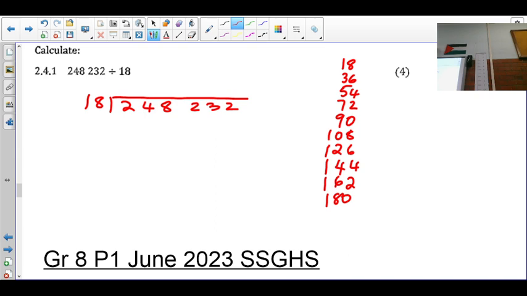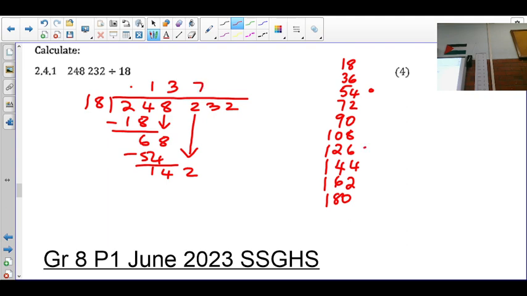Okay, for long division. So 18 divided into 24, can it go? 18 can't go into 2, but into 24 it goes once. 1 times 18 is 18, subtract, I get 6. Carry down the 8. So 18 goes into 68 3 times. So 3 times 18 is 54. Subtract, you get 14. Is that correct? Carry down the 2. 18 goes into 142, 7 times. 7 times 18 is 126. Subtract. You're going to get 16. Is that correct? Carry down the 3. 18 goes into 163 9 times. Correct? 9 times 18 is 162. Subtract, I get 1. Carry down the 2.